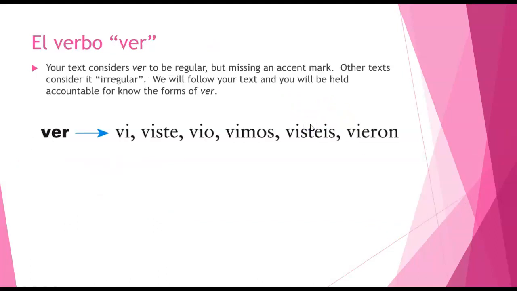Now the verb ver, your text, VHL, considers ver to be a regular verb, just missing the accent mark. Many other texts will consider it an irregular verb. I tend to consider it an irregular verb, but regardless, the forms are vi, viste, vio, vimos, vieron. Okay. And so the one thing for me that makes it irregular, because all irregulars do not have accent marks. So that's why I consider this an irregular verb.